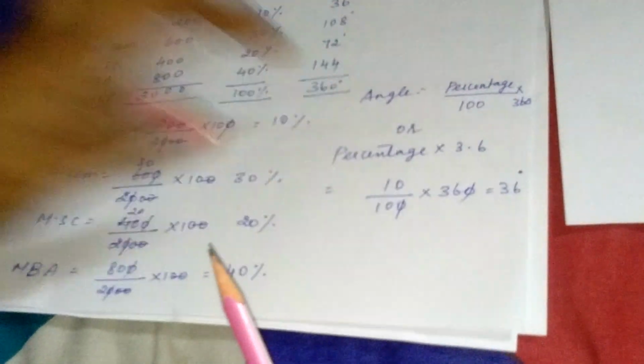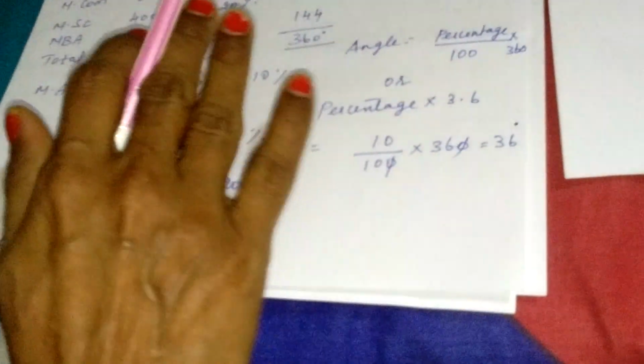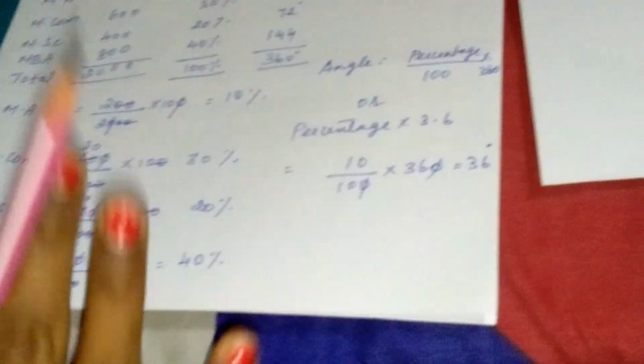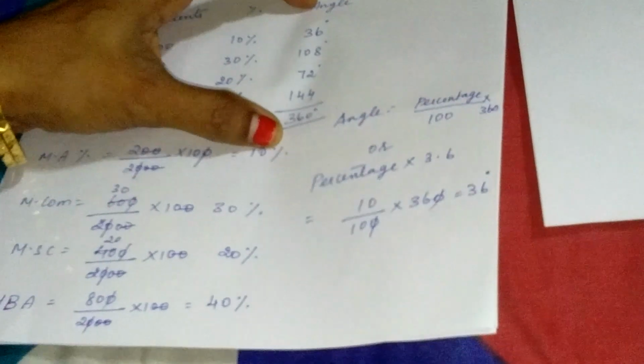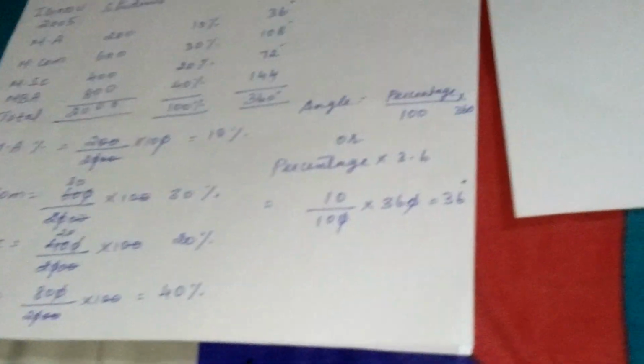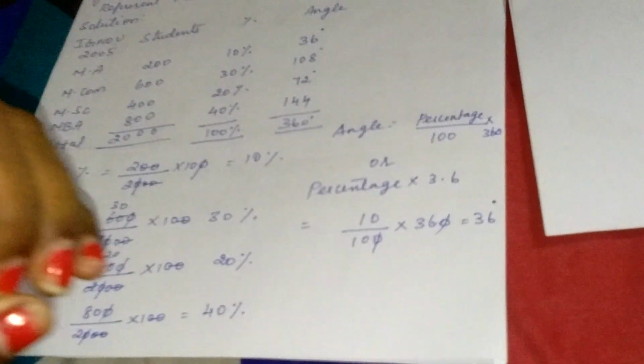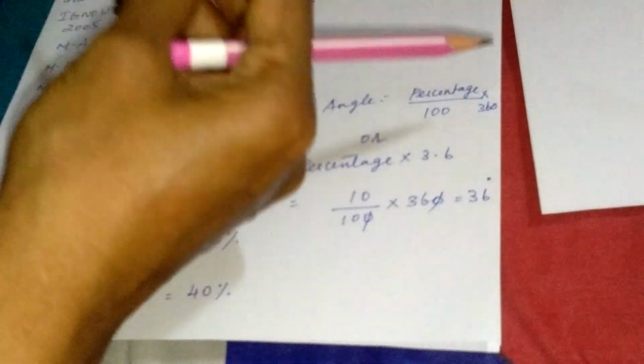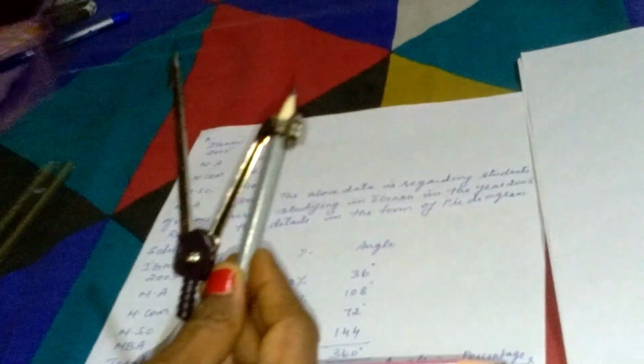Now after finding out the percentage and angle, you will total it. That should be 100 and this should be 360. Now this is the calculation part. This calculation, which one are you going to show? This one only, the angle. That alone you are going to show in the form of a pie diagram. For that, you need a compass, protractor and a scale. If these three are there, easily you can draw the pie diagram.